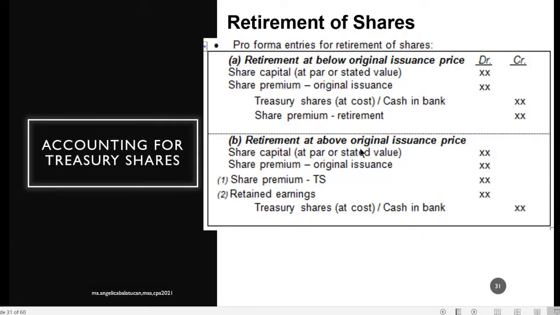If the retirement is above original issuance price, we debit share capital, debit share premium original issuance, then debit share premium, this is the first priority, treasury shares. Again, if wala siya share premium treasury, then we charge it against retained earnings. Then credit treasury shares or cash in bank.